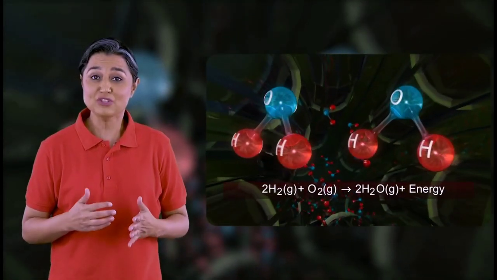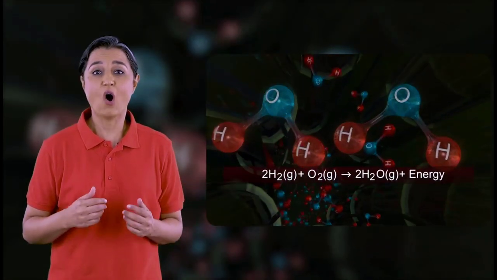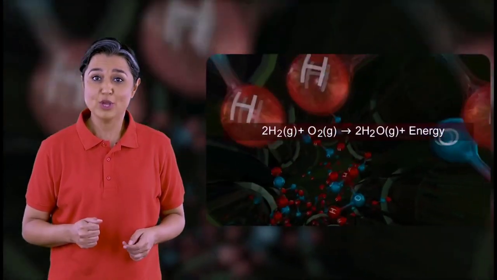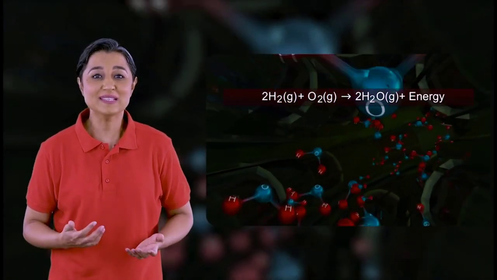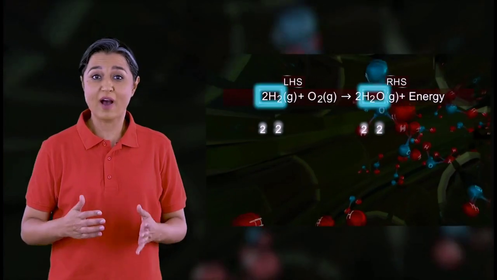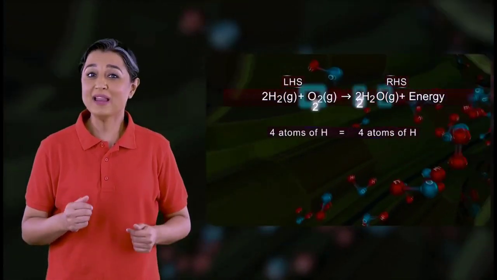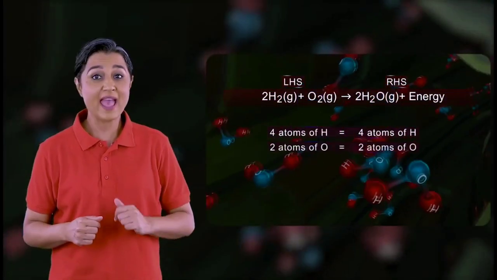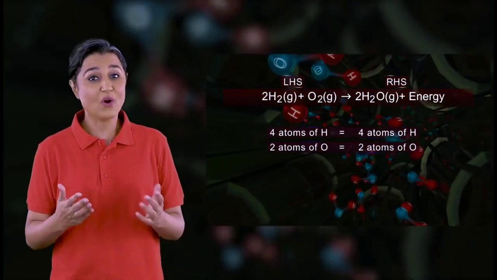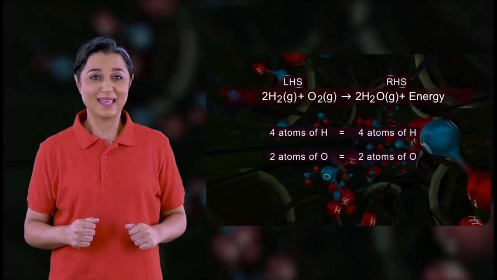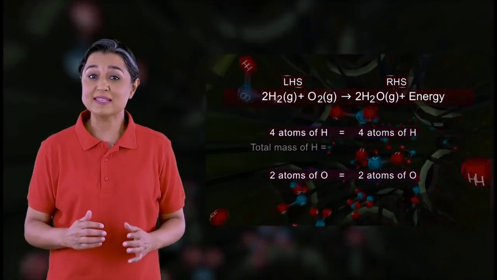Here, the symbol G next to hydrogen, oxygen and water vapor shows that they are in the gaseous form. As you can see, both the number of hydrogen atoms as well as oxygen atoms on LHS are exactly balanced by those on RHS. The equation also balances their mass.